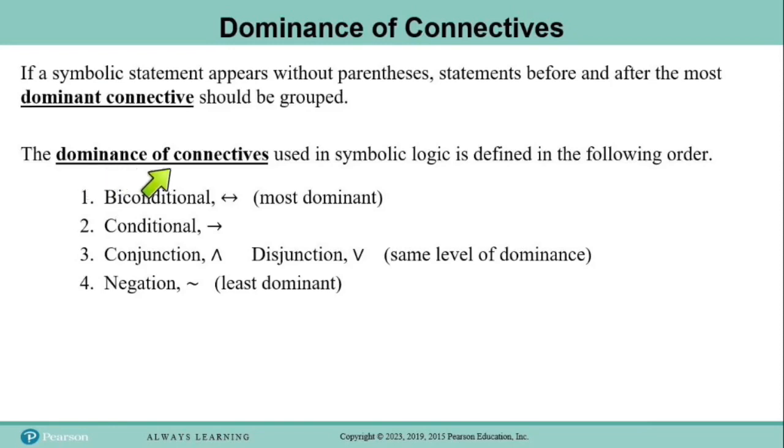So here is the order for dominance of connectives. The biconditional is the most dominant connective, followed by the conditional statement. So if you have a biconditional, that's the most important. If you have a conditional, that comes next. The conjunction and the disjunction are after that, and they have the same level of dominance. So the "and" and the "or" are equal in importance, and then after that you have the negation, which is the least dominant. So biconditional, conditional, conjunction and disjunction are of equal importance, and then negation is the least dominant.